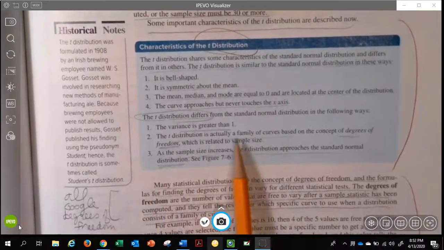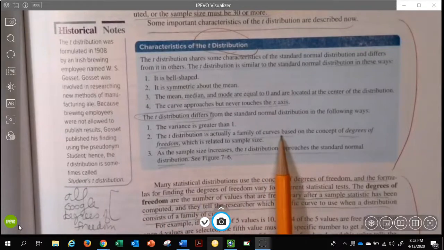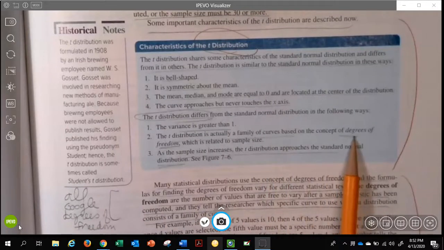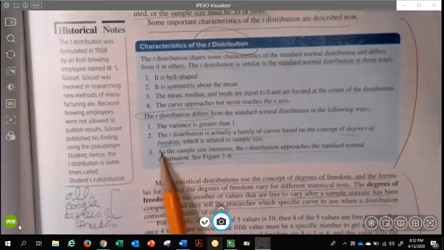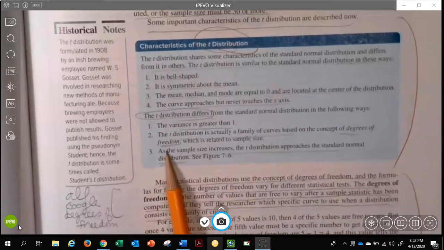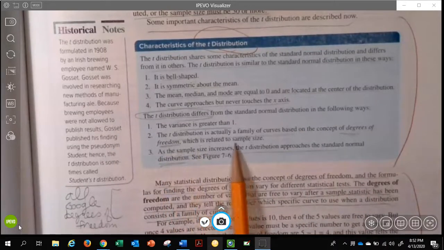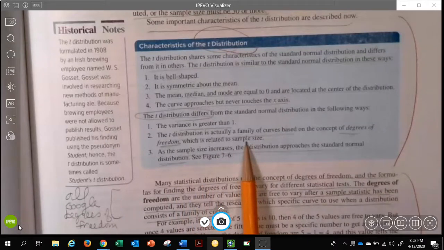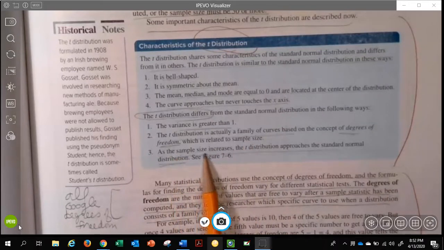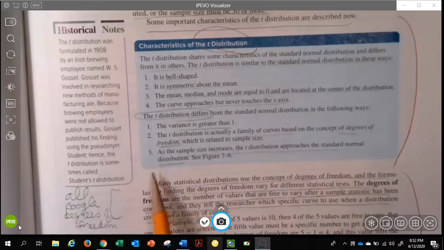The t distribution is actually a family of curves based on this new thing called degrees of freedom. Highlight that, underline that. We're going to play around with that. And that is related to sample size. Good thing to underline. As the sample size increases, the t distribution approaches the good old standard normal distribution.